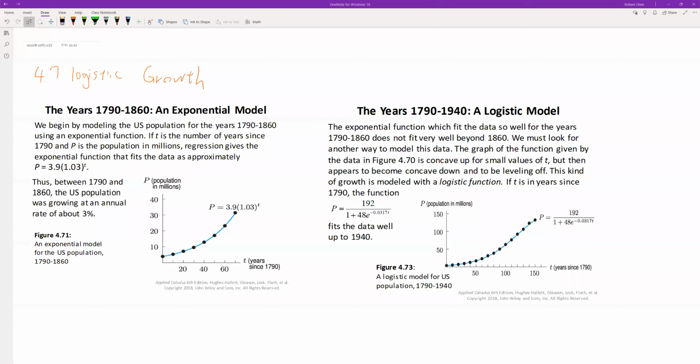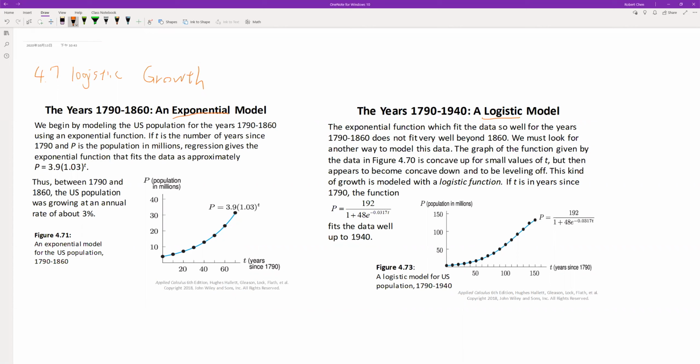Hello guys, this is 4.7 logistic growth. So this is another type of growth model that we are going to look at. Let's actually look at the US population model for both an exponential model and a logistic model.